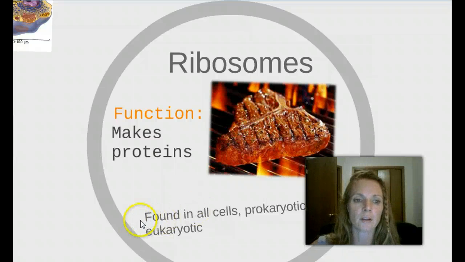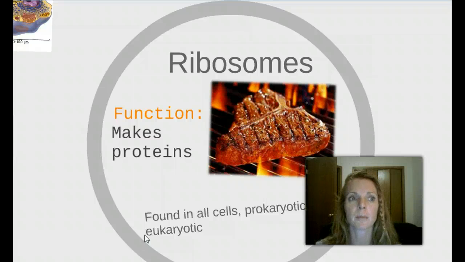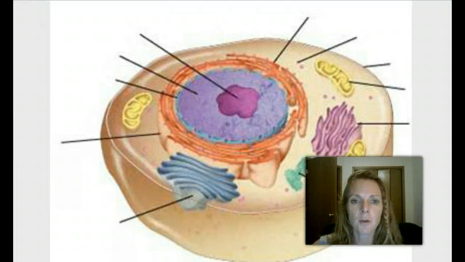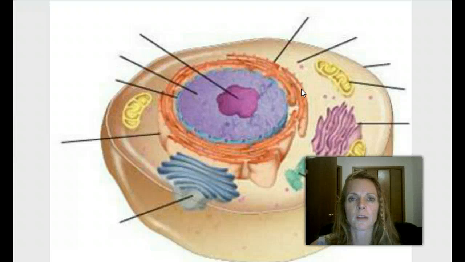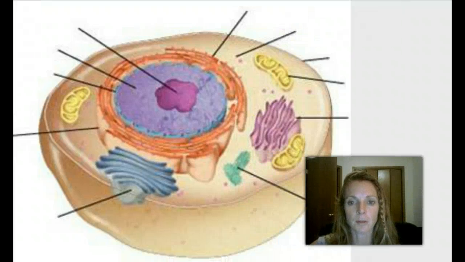Ribosomes are found in all cells, prokaryotic and eukaryotic. You saw that picture a long time ago of the prokaryotic and the eukaryotic cell, and ribosomes are found in both because proteins are necessary for both types of cells. You'll notice that you have free-floating ribosomes, and you also have ribosomes located on the endoplasmic reticulum. So there are free-floating ribosomes and ones studding the endoplasmic reticulum, or the ER, which we'll get into in just a moment.